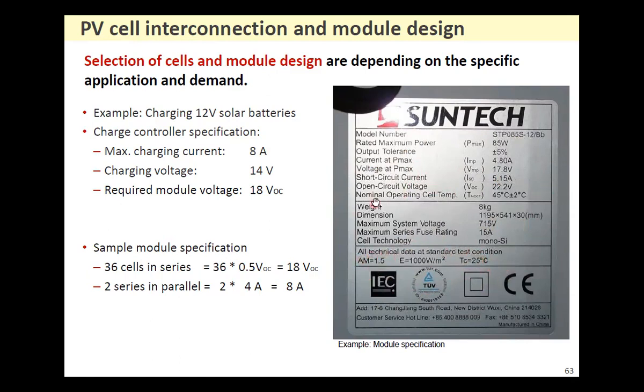and this is 25 degrees Celsius, the temperature, AM. Let's ignore this. And the nominal cell temperature was 45 degrees Celsius. This is about the weight.